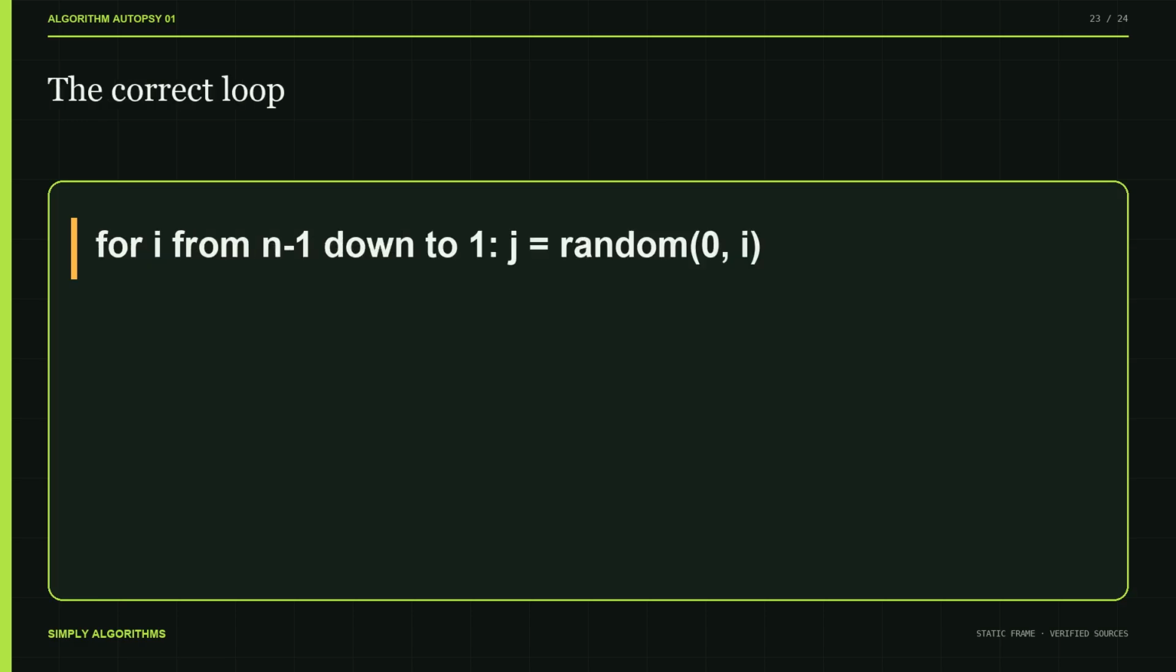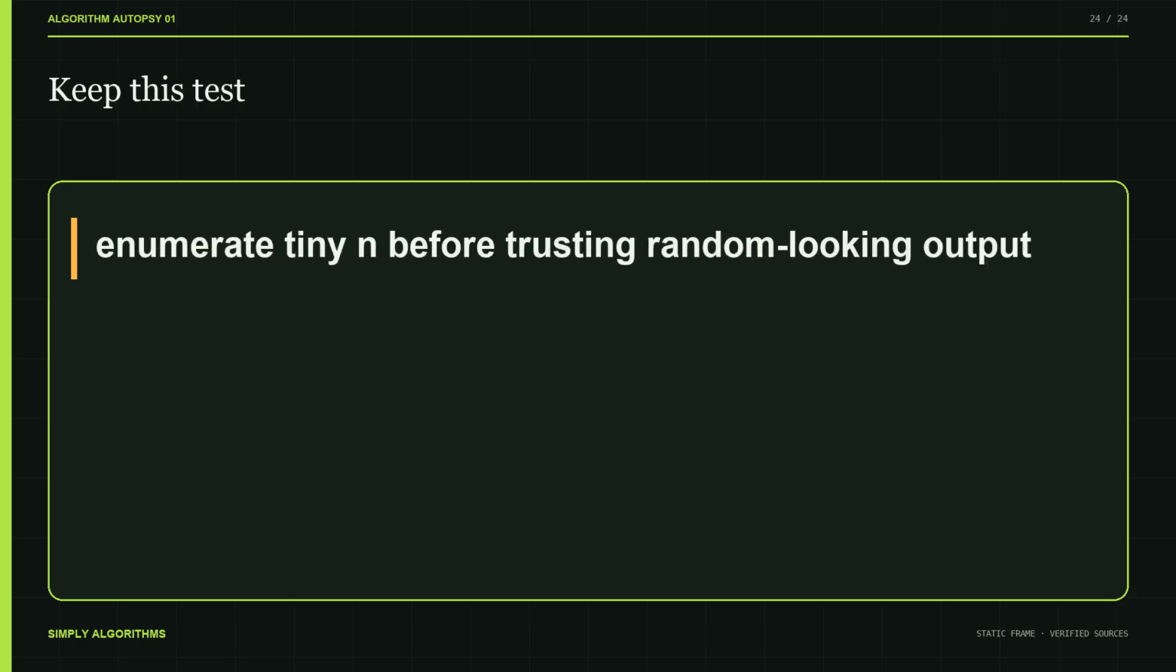The safe pattern is short. Move from the end, sample from the remaining prefix, and include the current index. When randomness matters, test the distribution on a tiny case. Random looking is not the same as uniform.